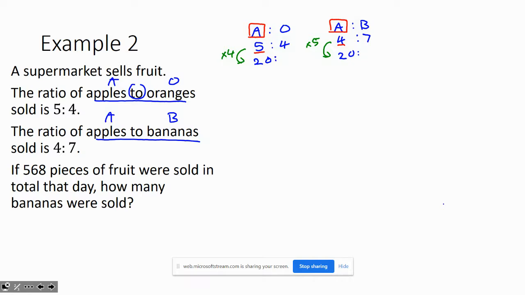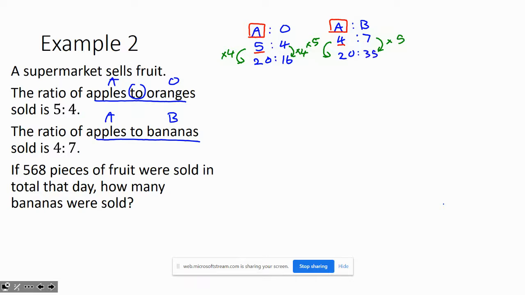Now we have to make sure we do the same thing to our oranges and our bananas. So we times the apples by 4 in this ratio, so we have to do the same thing here, times those oranges by 4 to get 16. We times the apples by 5 in the second ratio, so we need to do the same thing to the bananas. We need to times them by 5 to get us 35.